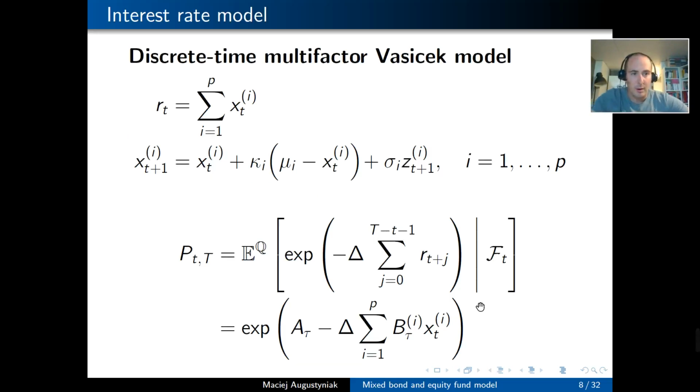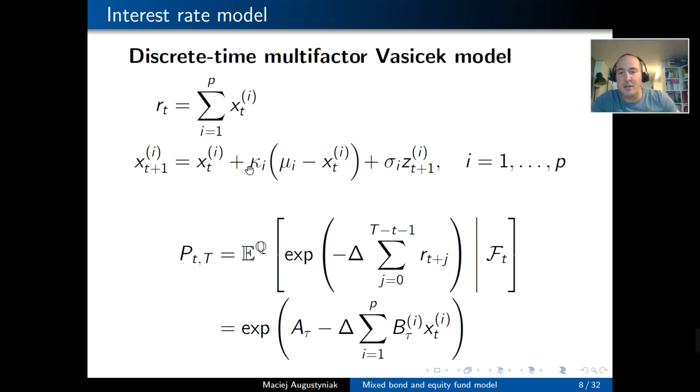Because our underlying fund contains both fixed income and equity components, we must propose dynamics for both such components. For the fixed income part, it's very important to propose a sound interest rate model. Here we're going to use a discrete time version of the multi-factor Vasicek model. We're going to assume that the risk-free rate is given by the sum of p term structure factors, and each of such factors is assumed to follow a discrete time version of the Vasicek model, which is a Gaussian model.